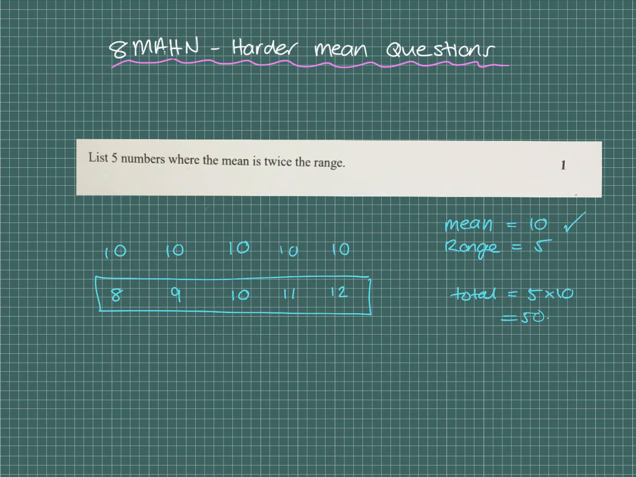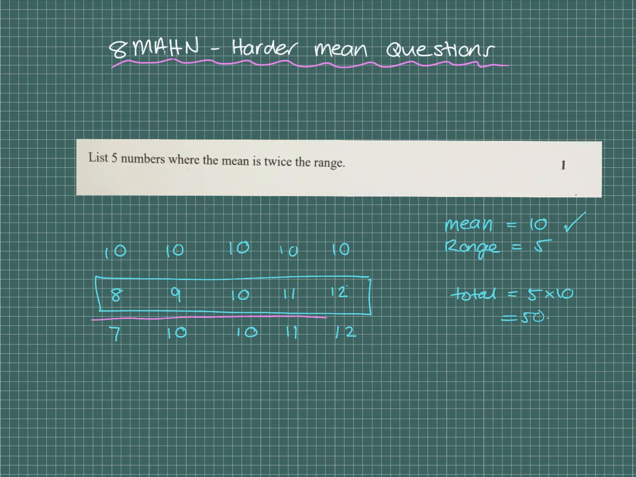Therefore, in order for me to have a range of 5, I've got to do one of two things. I need to either make the 12 into a 13 or an 8 into a 7. I'm going to do that. I'm going to take it to a 7 and a 12. That means I'm one less, so I'm going to knock this one up to a 10. This is a 10 and this is 11.